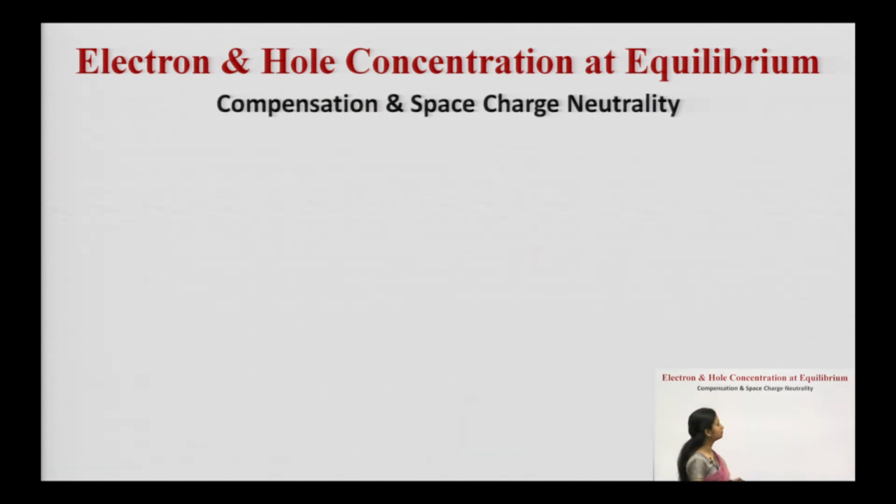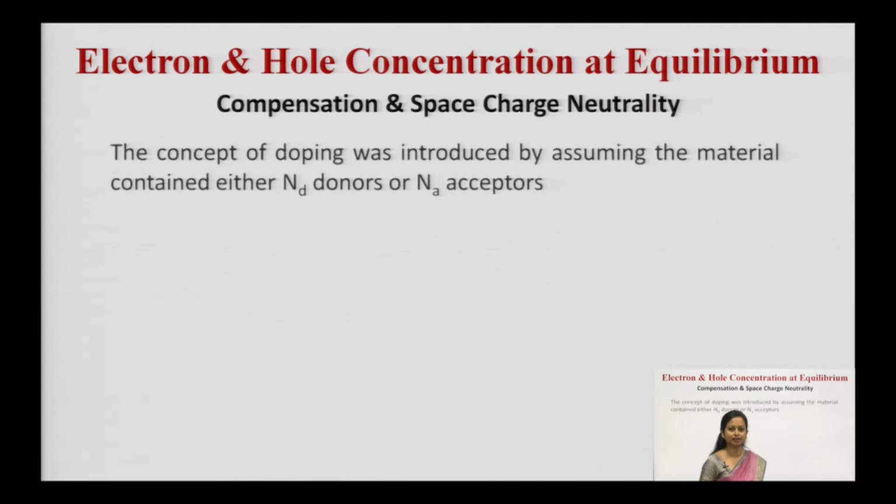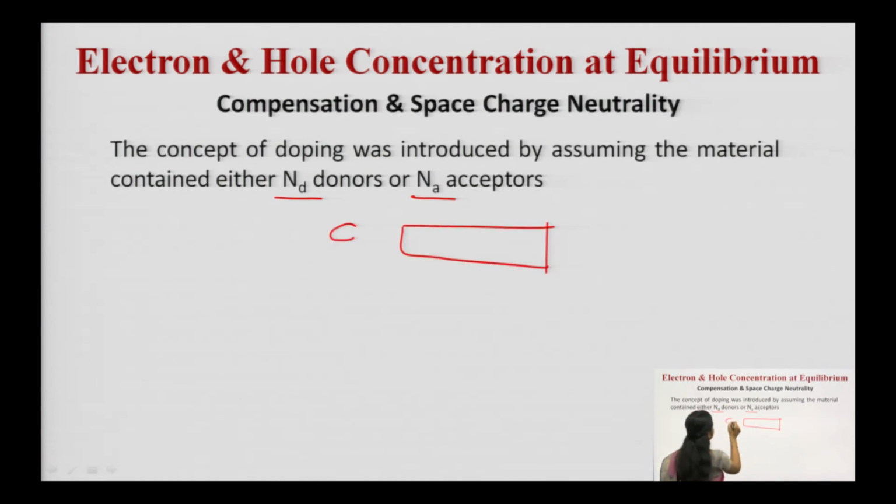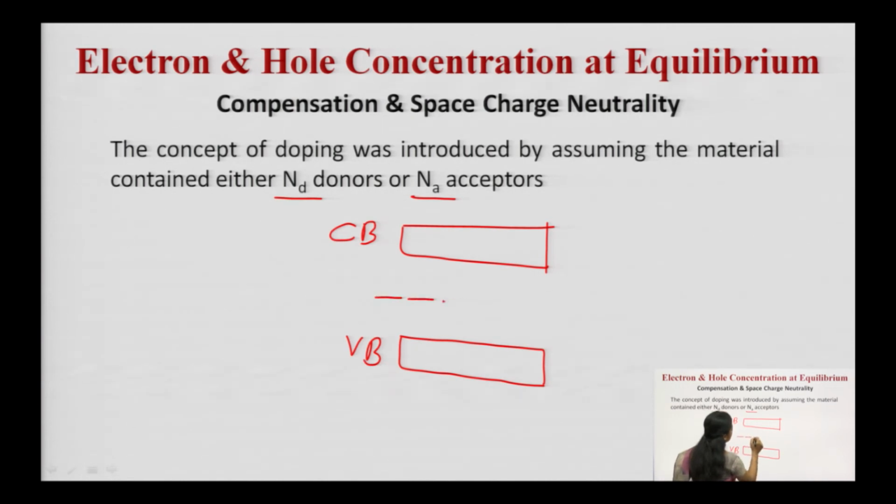Moving ahead, another concept is the compensation and space charge neutrality. What is compensation and space charge neutrality? This is an important concept. The concept of doping was introduced by assuming that the material contained either ND or NA. If this is the conduction band and this is the valence band, then Ni, the intrinsic level, will be in between.